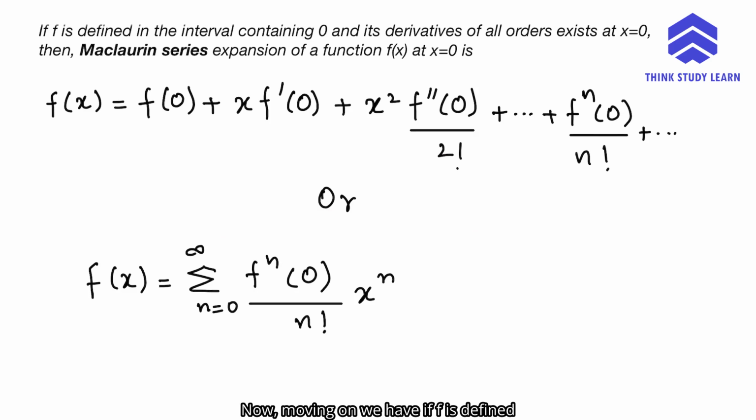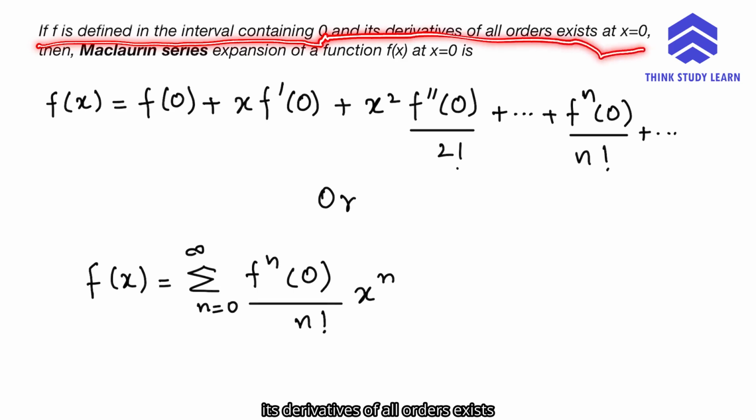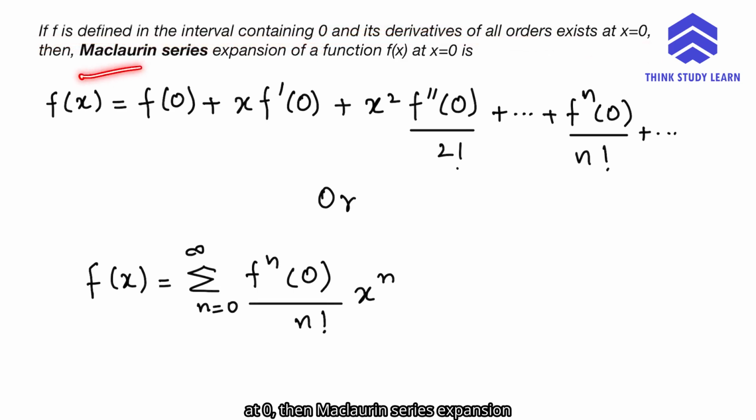Now moving on, we have if f is defined in the interval containing 0 and its derivatives of all orders exist at 0, then the Maclaurin series expansion of a function f of x at x is equal to 0 is. Now in the previous case, we studied the Taylor series, while in this particular case, we are studying the Maclaurin series. Now Maclaurin series is a special type of Taylor series, so don't consider them different.